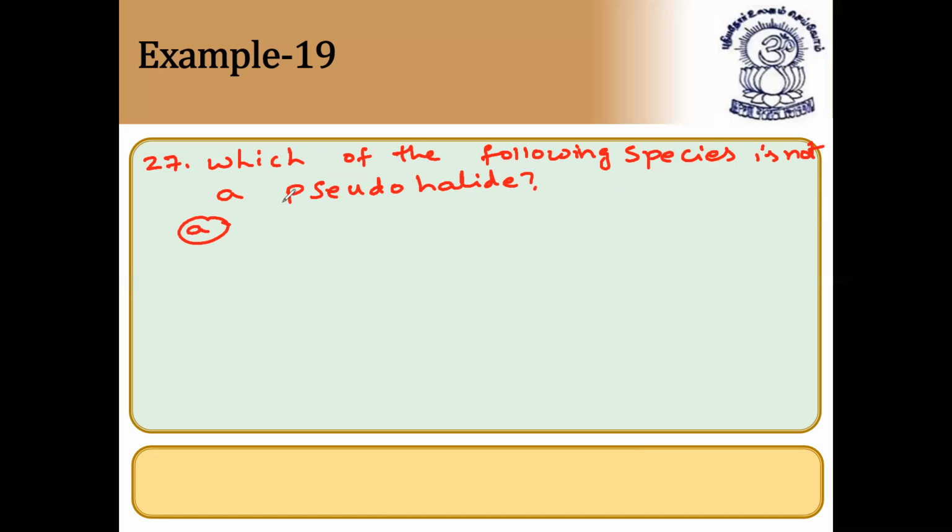First option, we have CNO minus. Second option, we have RCO minus. Third option, we have OCN minus, that is cyanide ion with oxygen. And fourth option, we have N3 minus. Now I'll give you the definition. What are pseudo-halides?